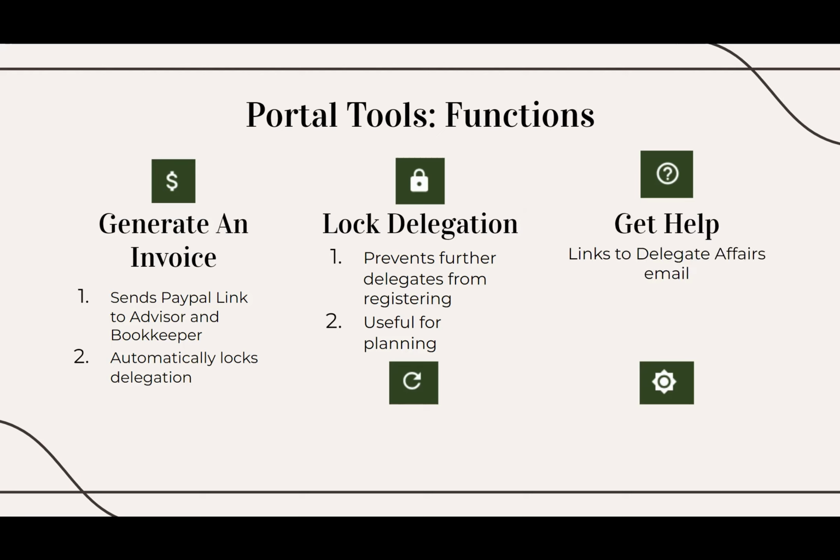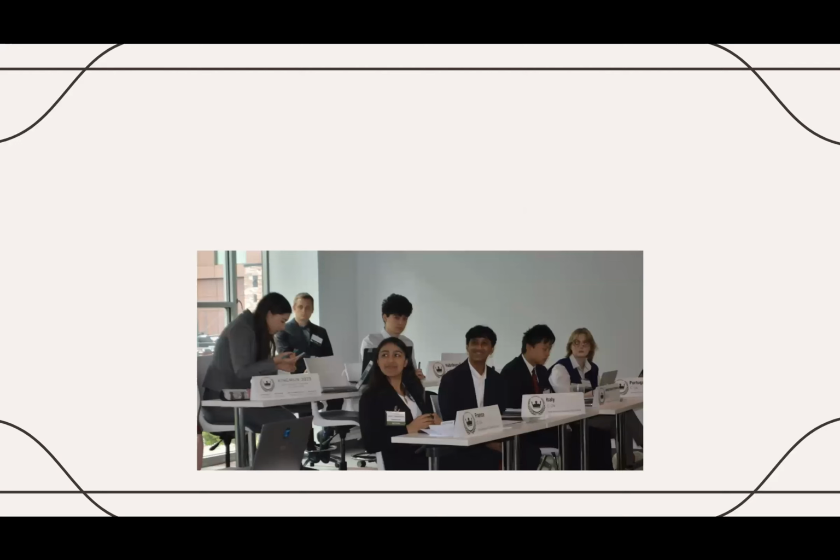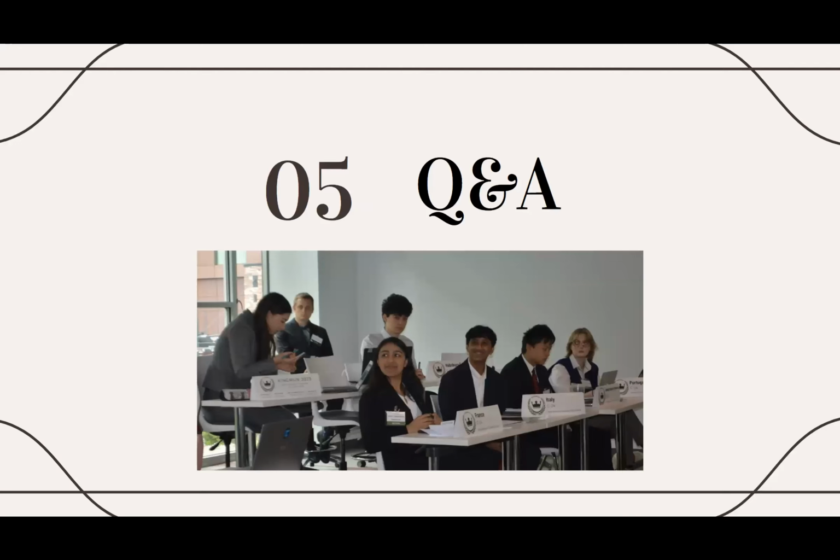The other features are a bit more secondary, but one of them is the get help feature, which is this question mark over here. It links directly to the delegate affairs email, which is the primary registration contact email. The refresh page feature essentially just refreshes the delegation portal for you. And lastly, the toggle theme feature in case you want to switch from light to dark mode. So that mainly covers the delegation registration and our total webinar.